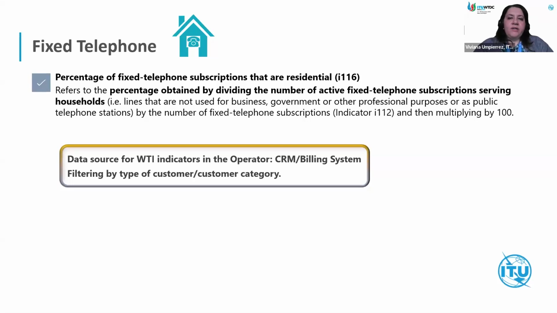Sometimes we have queries on whether they have to include the information from the National Statistical Office in terms of households that have a telephone. No, our data sources are always the operators, and we ask how many of these telephone subscriptions are residential. And this information, of course, is obtained in the CRM billing system, filtering by type of customer. This exercise has to be done at the operator, of course, but in case of any confusion, you can let them know.